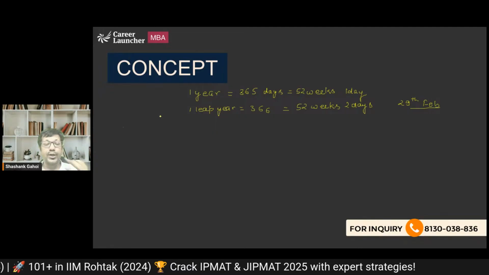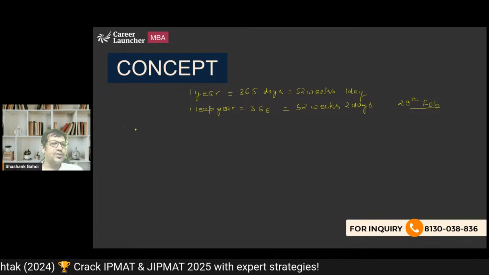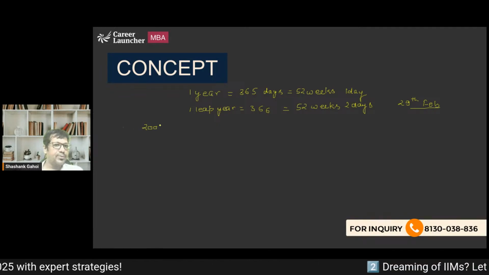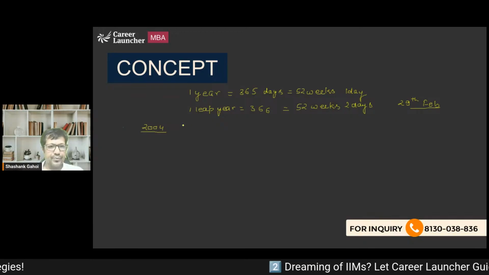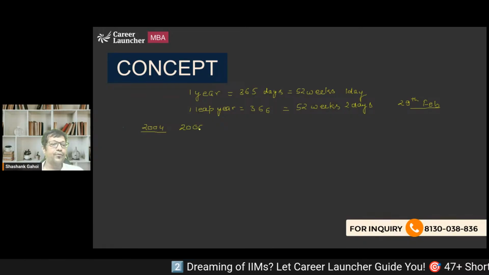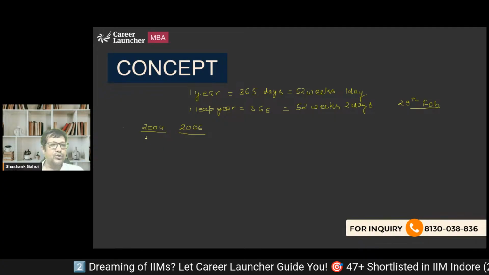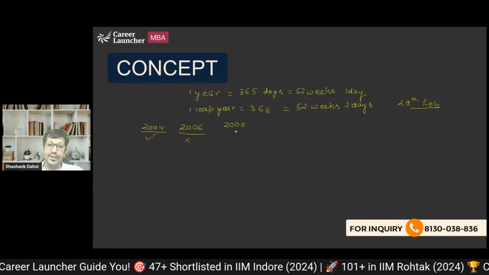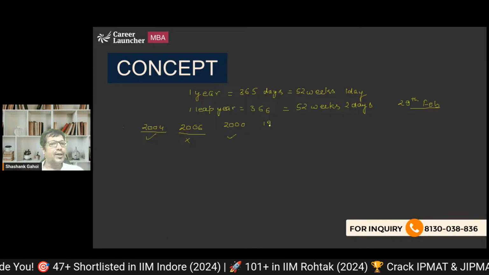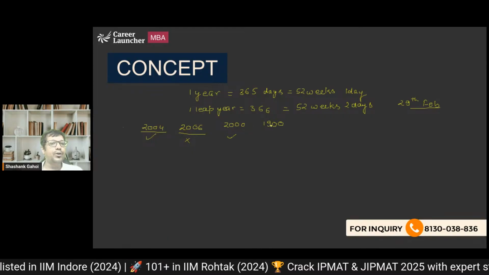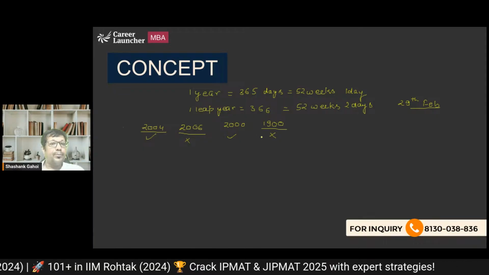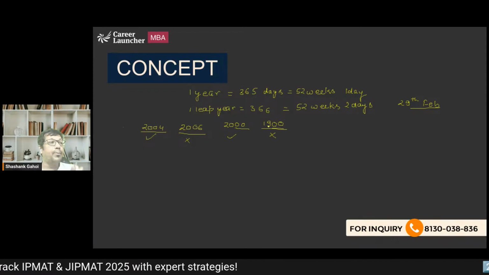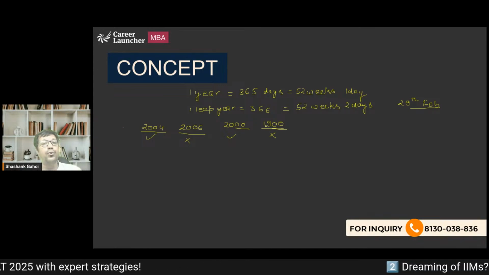Let's first start with what leap years are. Any year that is divisible by 4 is considered a leap year. So 2004 is divisible by 4, so it's a leap year. 2006 is not divisible by 4, so it's not a leap year. What about 2000? 2000 is a leap year. What about 1900? Is it a leap year or not? It's not, because when we talk about centuries, centuries must be divisible by 400, not 4.